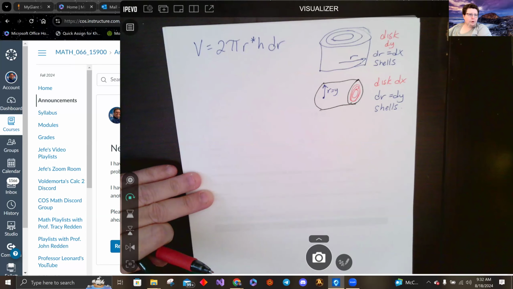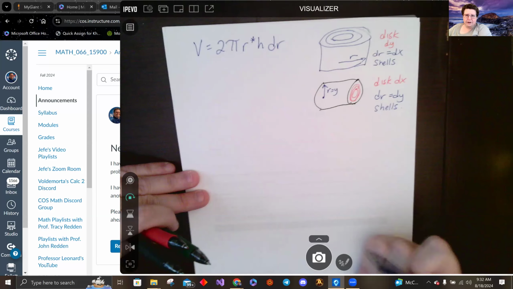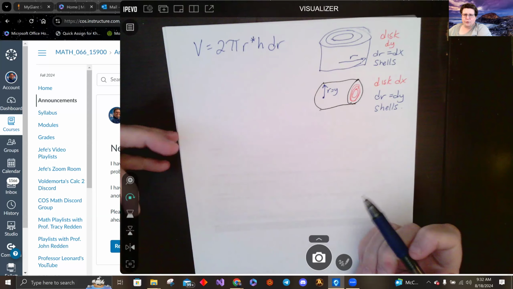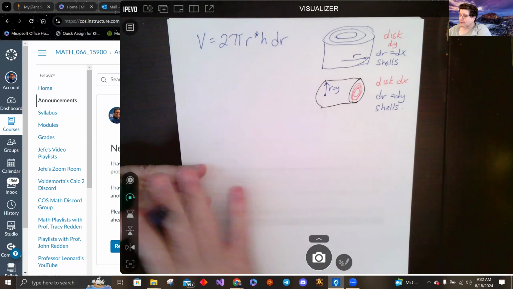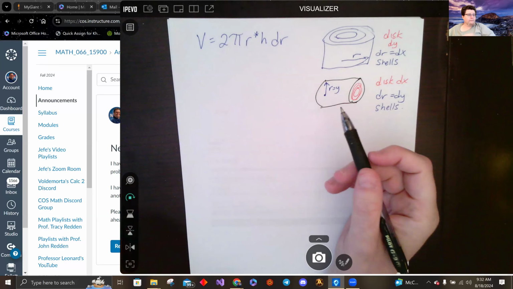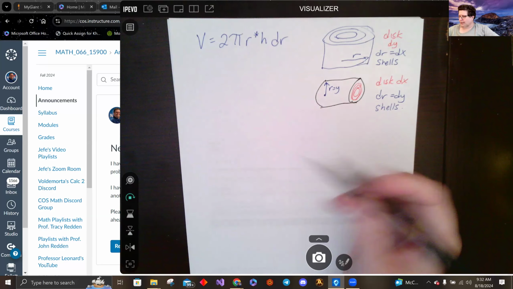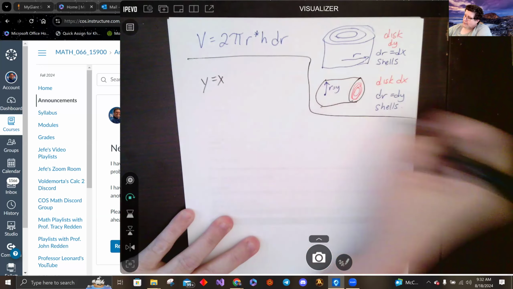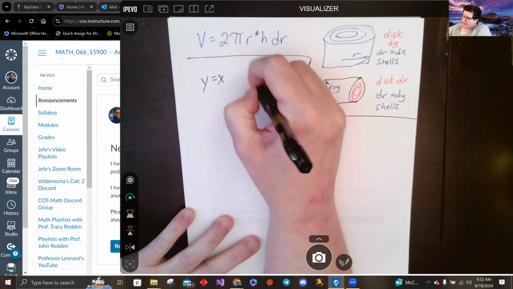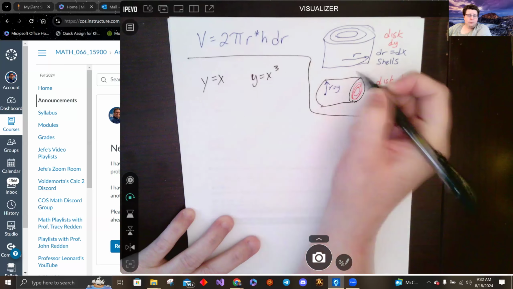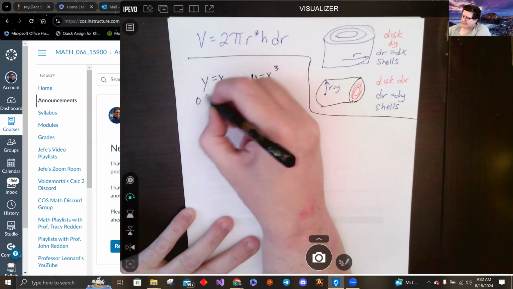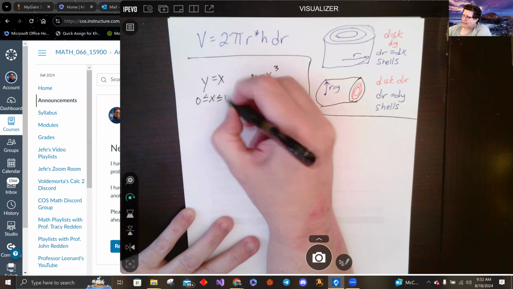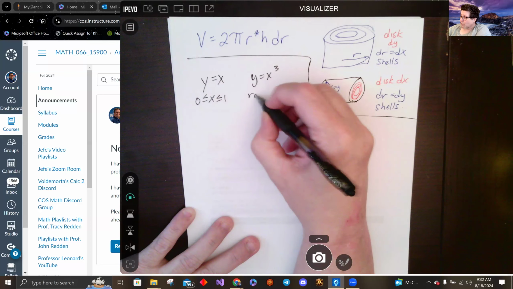So let's take a look at a problem and look at it both ways. We'll do one method and then the other. Let's do y equals x cubed. We'll go from 0 less than or equal to x, less than or equal to 1, and we'll rotate around y.